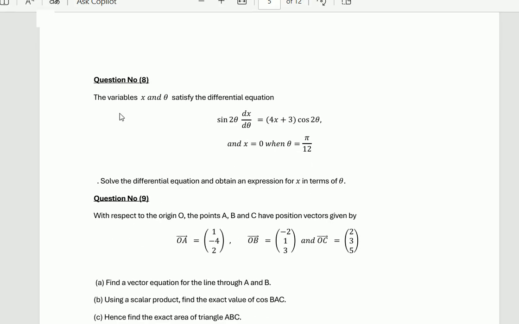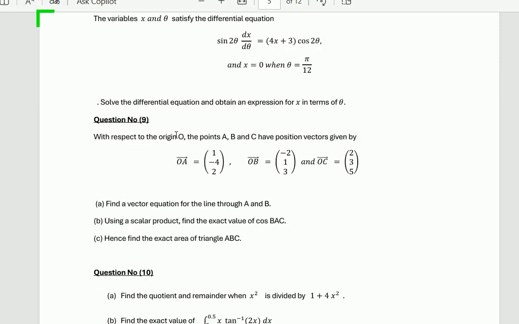For question number 8, the variables x and theta satisfy the differential equation sin 2θ dx/dθ = 4x + 3 cos 2θ, and x = 0 when θ = π/12. Solve the differential equation and obtain an expression for x in terms of theta.